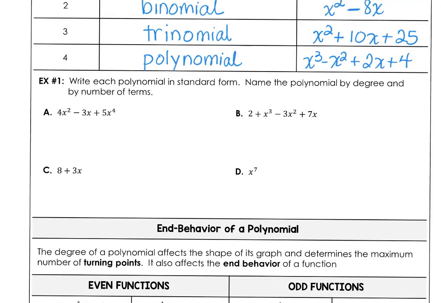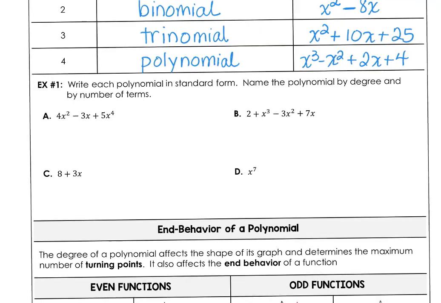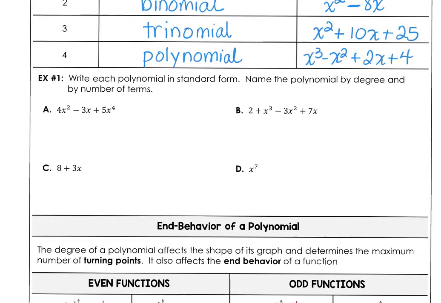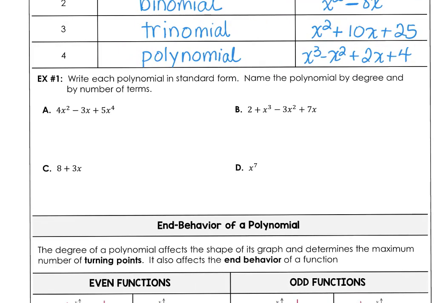So let's give this a try. We want to write each polynomial in standard form and then name the polynomial by the degree and by the number of terms. So here I want to put the highest term, highest degree first. That's 5x to the fourth. And then we have a positive 4x squared. And then we're subtracting 3x.